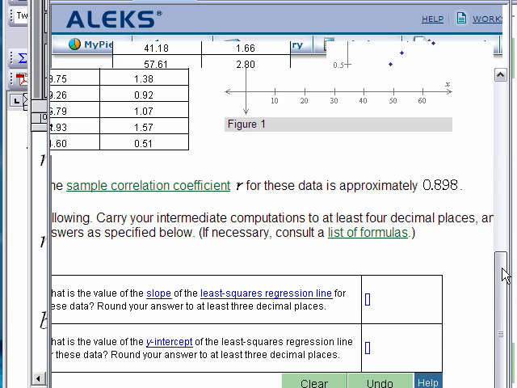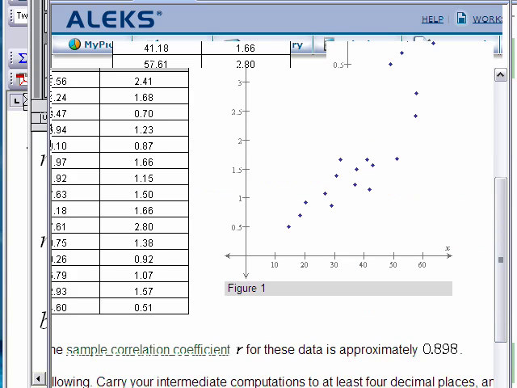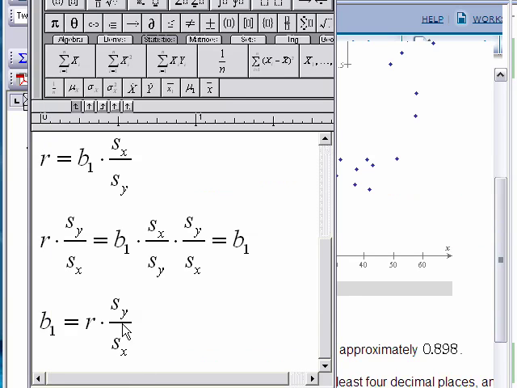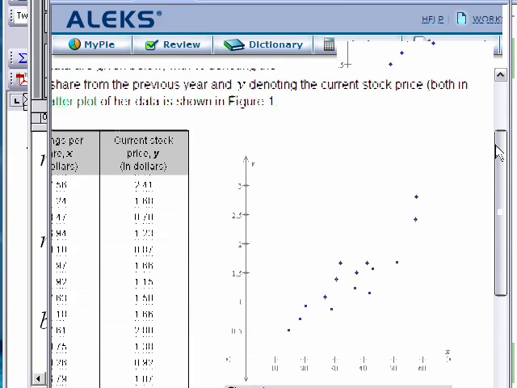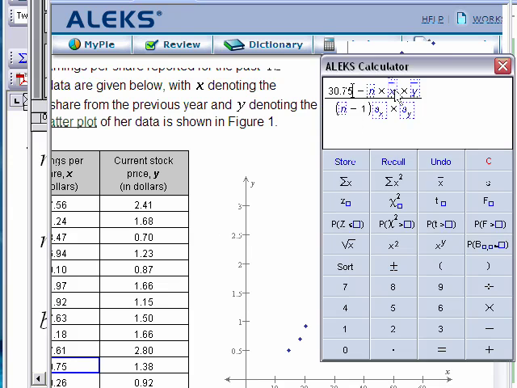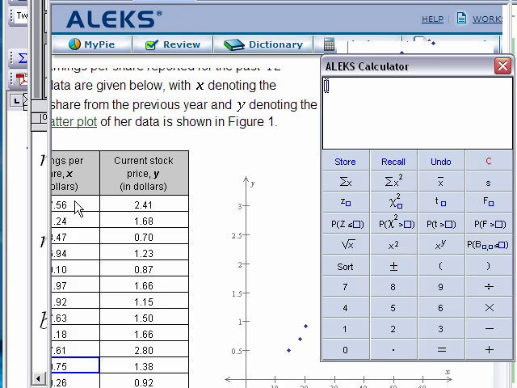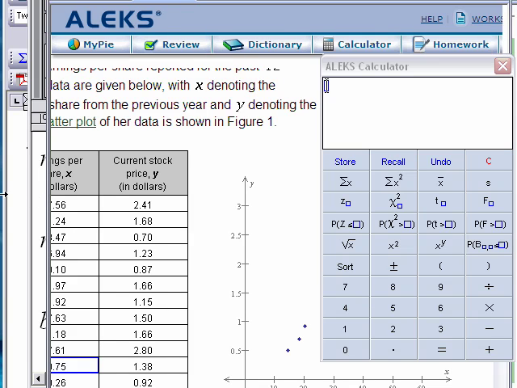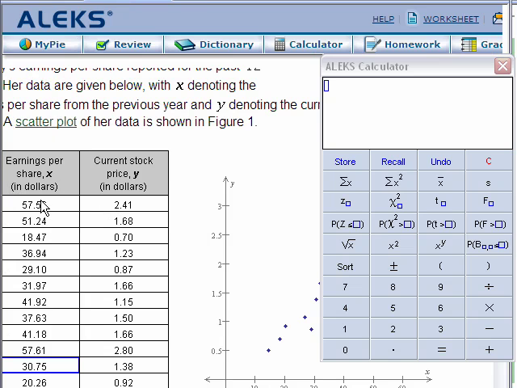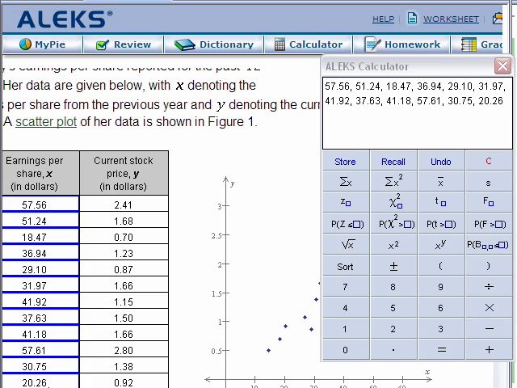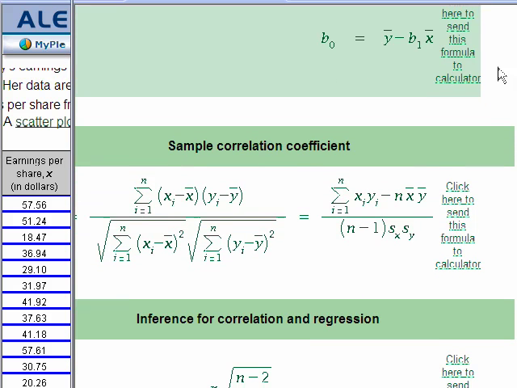So let's go ahead then and compute s sub x. So we want s sub y over s sub x. So let's do the s sub x and then the s sub y. So in order to do that, what I'm going to do is I'm going to highlight the x column. So I'll click with my mouse here and scroll down and make sure that I've captured all the values. So let's scroll down and make sure that we've done that.